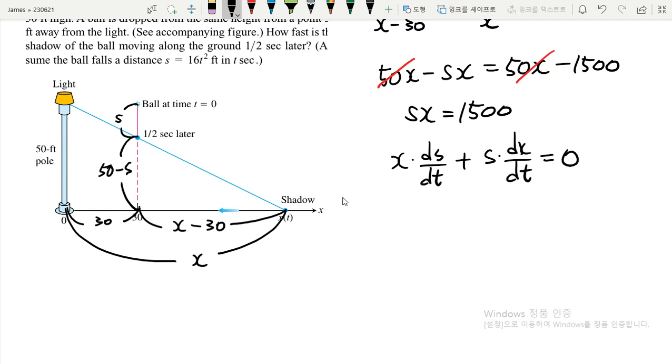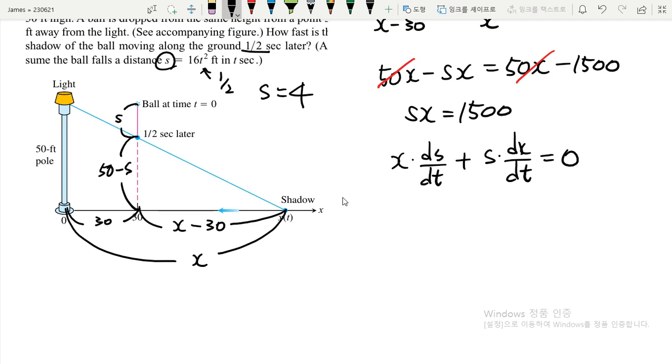So half a second later, according to this equation, when t is 1/2, what's the value of s? Can you find the value of s when t is 1/2? One half second later, so t is 1/2. And what's the falling distance? Yeah, 4. So s is 4. When s is 4, according to this equation, x is 1500 divided by 4.